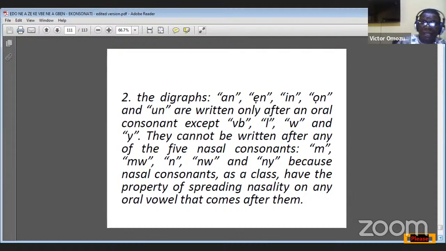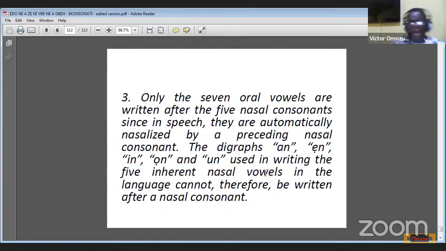The digraphs an, en, in, on, and un are written only after an oral consonant, except we, li, we, and yi. They cannot be written after any of the 5 nasal consonants, mi, ni, we, and ni, because nasal consonants as a class have the property of spreading nasality on any oral vowel that comes after them. It's a phonetic rule in the language.